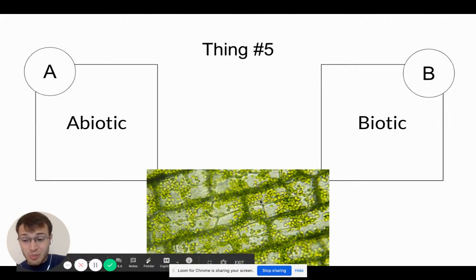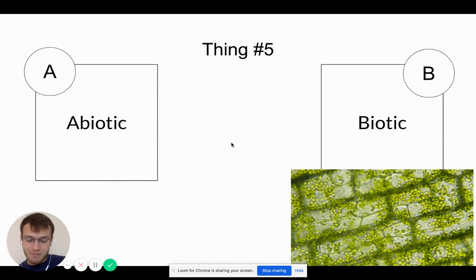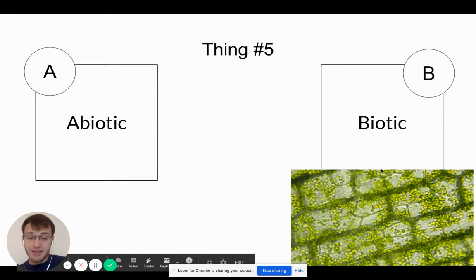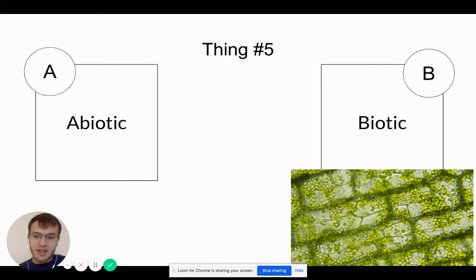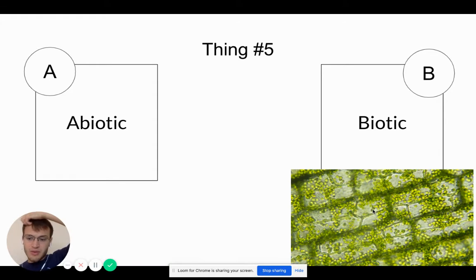Right, so these might look like bricks, but actually they are plant cells of algae, which is biotic. So algae is biotic. It's living. A lot of students think that algae is not living, but it is living. Definitely living. Right? So that was a quick practice on biotic versus abiotic.